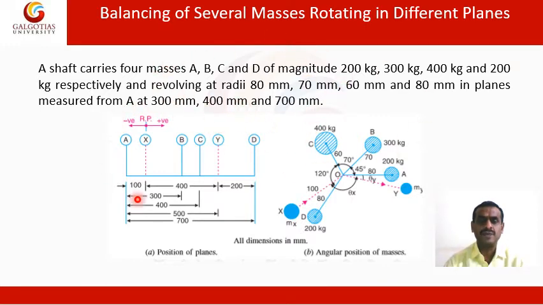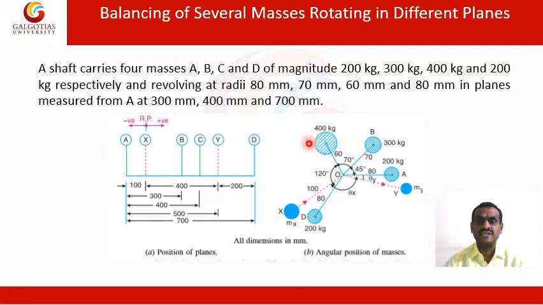As per this problem, there are four masses: A of mass 200 kg, B of mass 300 kg, C of mass 400 kg and D of mass 200 kg. All these masses are located at a distance from the center axis, that is 80 mm for mass A, 70 mm for B, 60 mm for C and 80 mm for D. This is the angular position diagram.